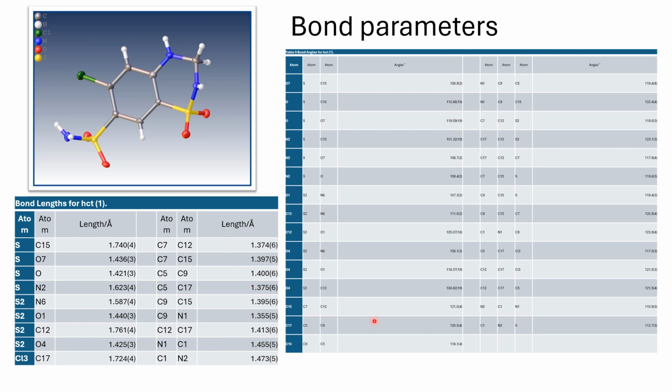And here the bond lengths and bond parameters are given for the molecule. As we can see over here, the sulfur chlorine bond distance is 1.74 angstrom, and it goes on like this, right? And also here is the chart for the bond angles as well. What are the actual bond angles?